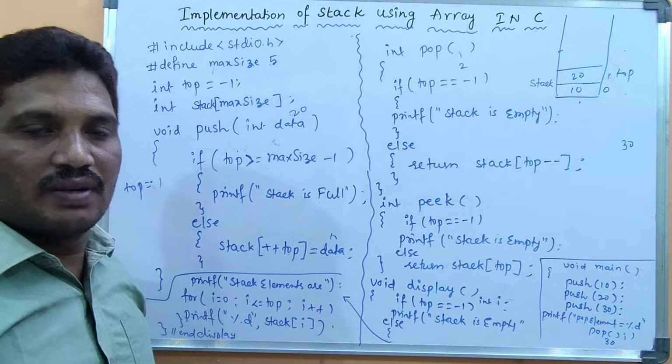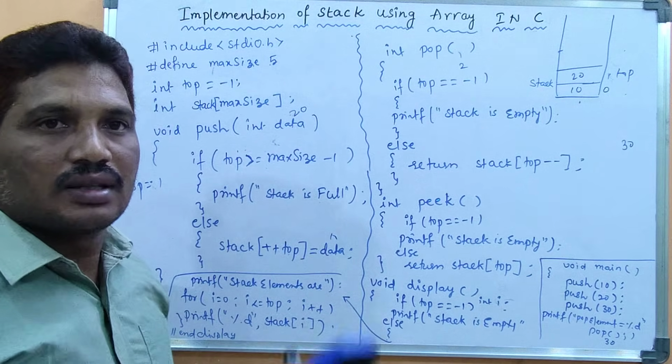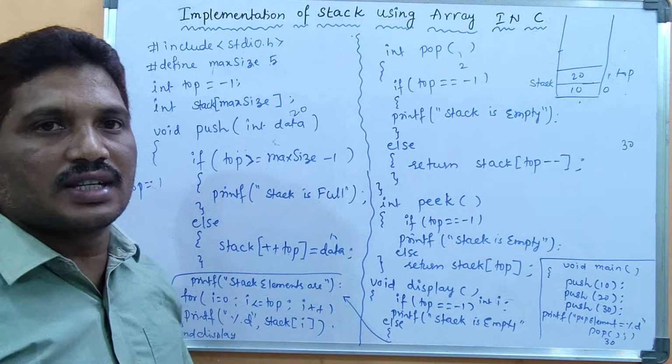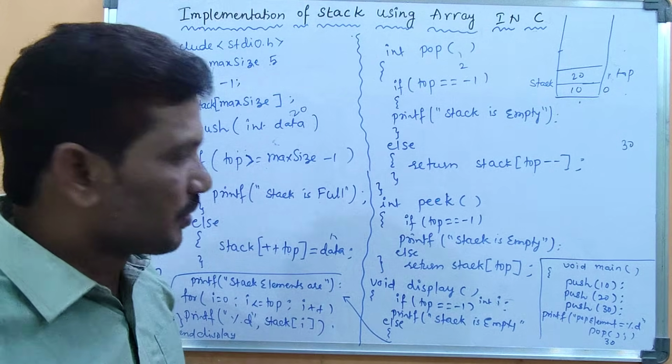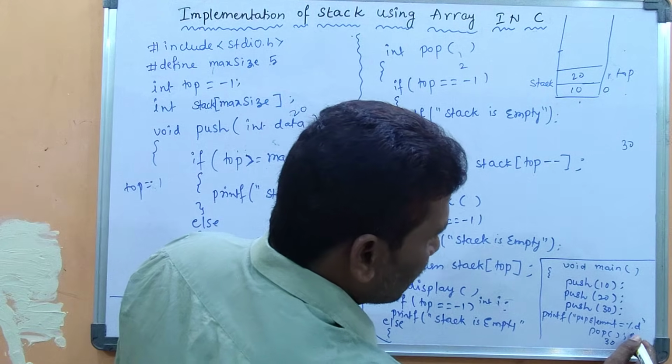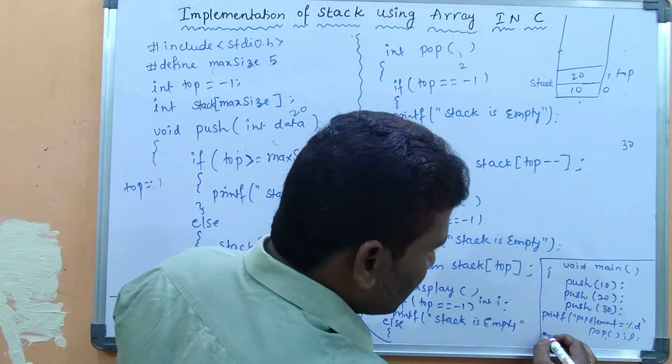This is the top. Whenever you call the pop method, the top value will be returned, the top value will be deleted, and the top value is decremented by 1. The next element in the stack is called the top. Okay, this is the way. Then stack peek element.